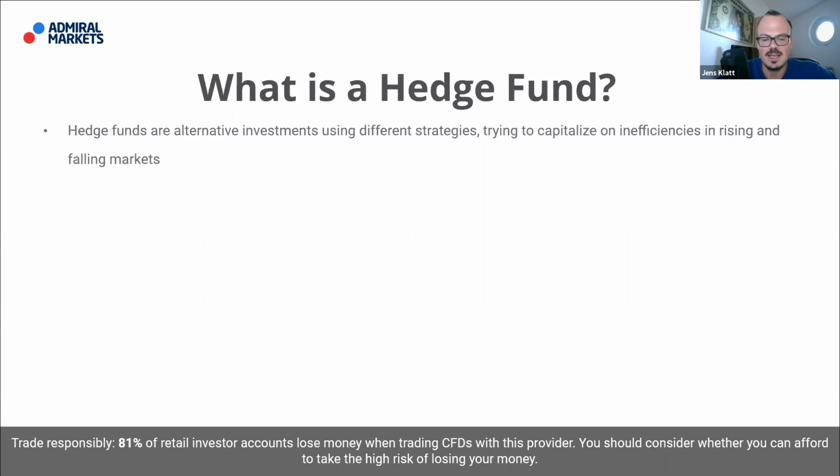But in case of hedge funds, we're talking about alternative investments using different strategies, trying to capitalize on so-called inefficiencies in rising and also in falling markets. So this is where the term hedge comes from. So while, for example, a long-only portfolio only profits from rising markets, for example, an ETF, hedge funds have the opportunity to also short the market and profit from falling markets. It's a very simple way to put it.